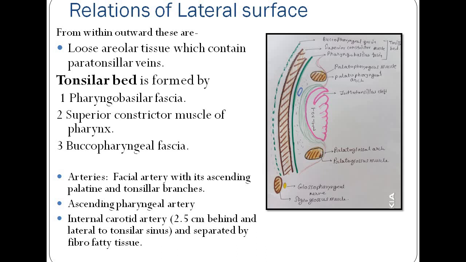Arteries also lie deep to this structure. These are the facial artery with ascending palatine and tonsillar branches. Then the ascending pharyngeal artery, and the internal carotid artery is related around 2.5 cm behind and lateral to the tonsillar sinus and separated by fibro fatty tissue.